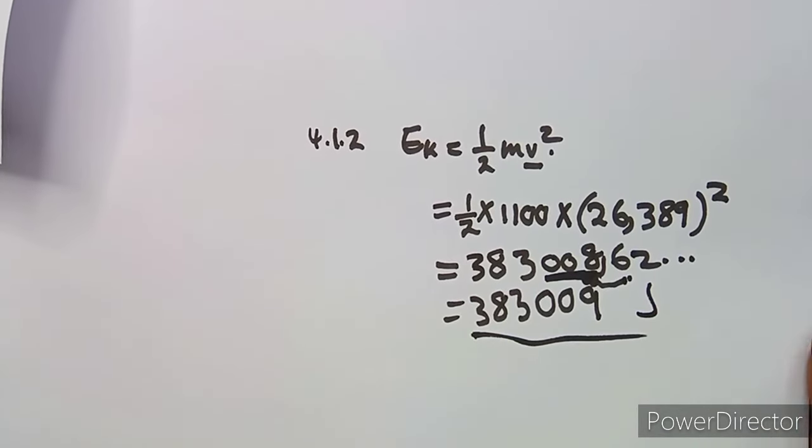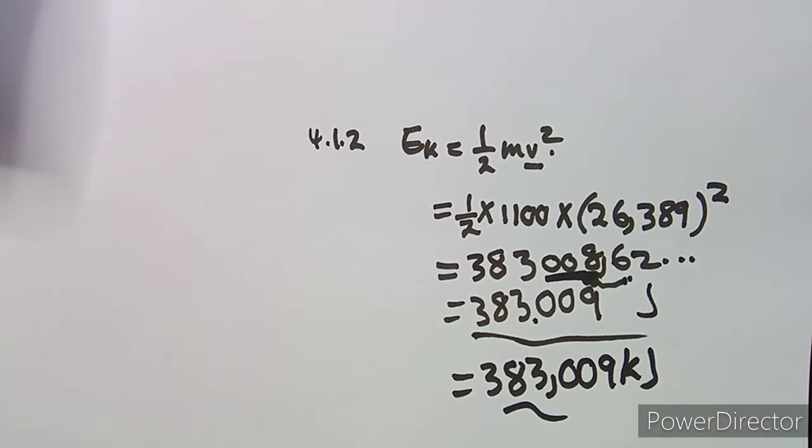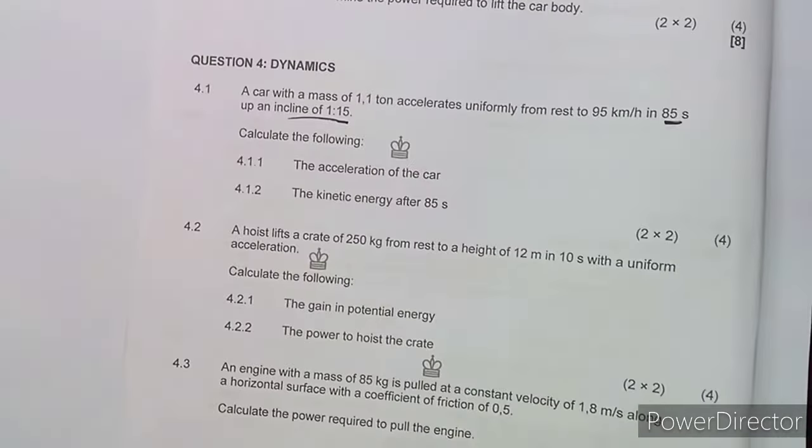Also, this answer is so easy, we can just write in kilojoules. Remember, 3 commas like this is going to be 383,009 kilojoules, or you can just leave this answer like that. You can leave this answer in joules, or you can write it in kilojoules. So that's how you're supposed to answer this question.